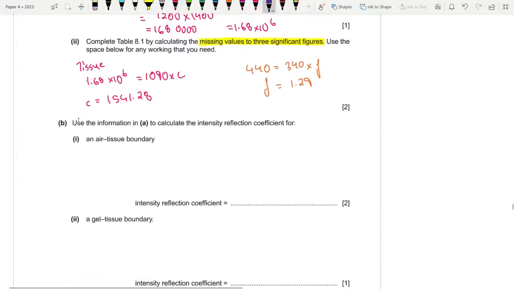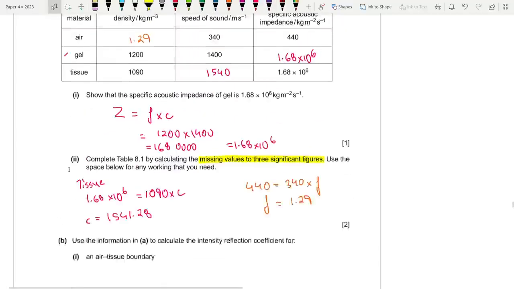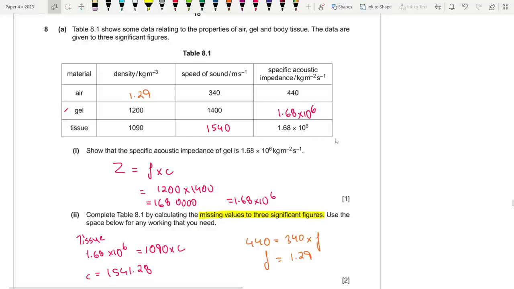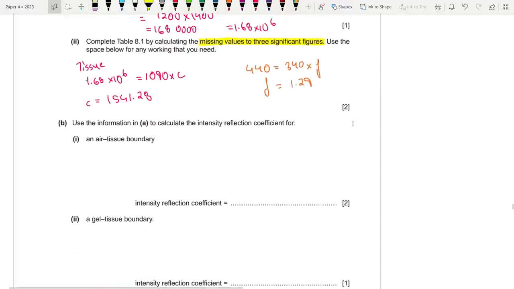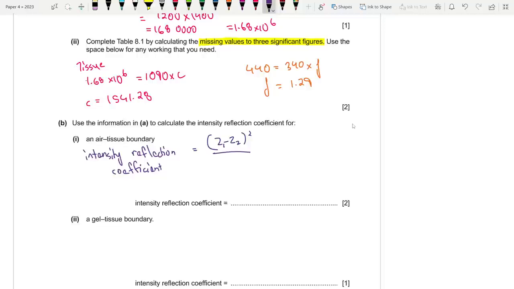Now use the information to calculate the intensity reflection coefficient for the air tissue boundary. So why is a coupling medium like gel used? Because the difference in specific acoustic impedance of air and tissue is too high, so most of it will be reflected. But if we use the coupling medium, this reflection can be prevented, right? So what is the formula for intensity reflection coefficient? Intensity reflection coefficient is equal to (Z1 minus Z2) whole squared divided by (Z1 plus Z2) whole squared.